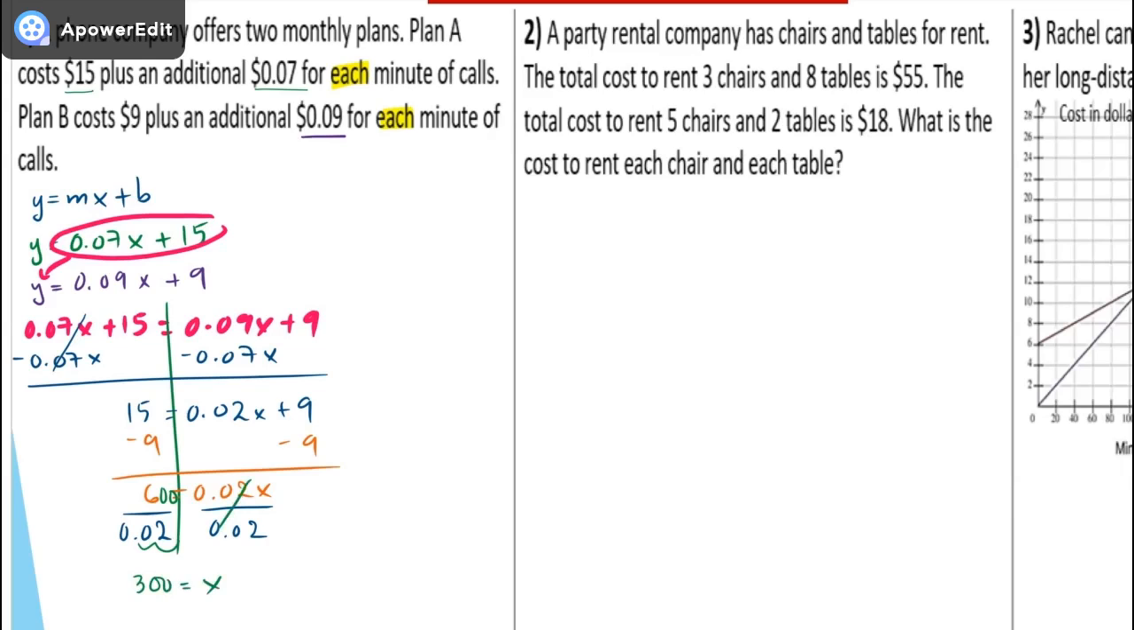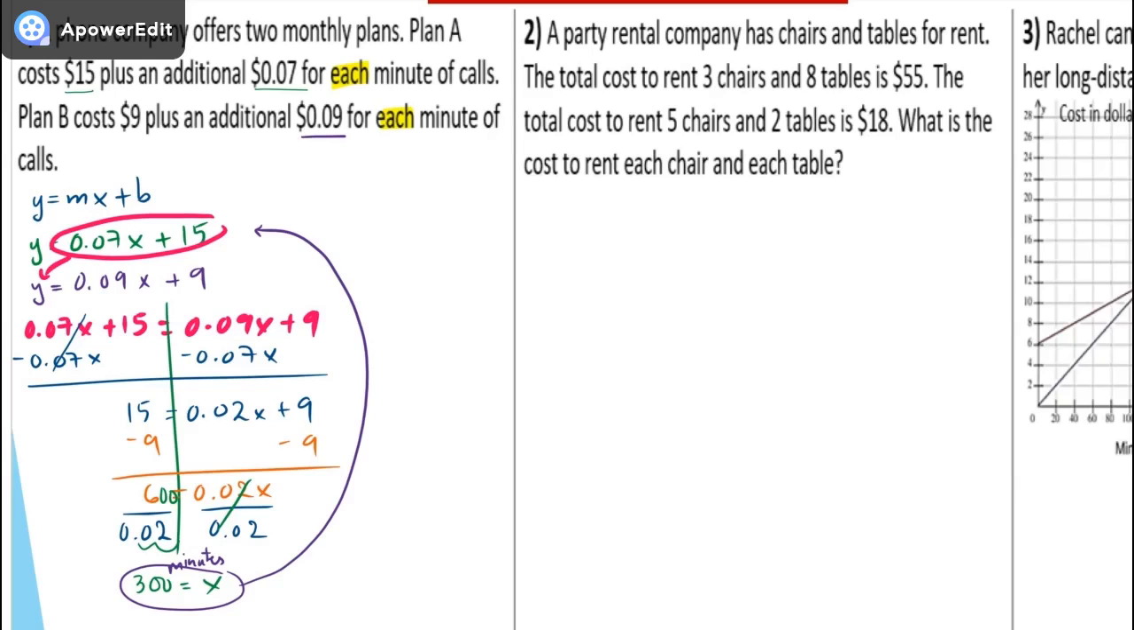So 300 what? What is the 300? It is 300 minutes. Okay, as if you use exactly 300 minutes from each plan, they will cost the same amount of money. So what you're gonna do is take this, plug it back into the first or second equation to see how much this costs you when you use 300 minutes.